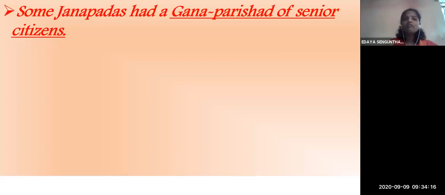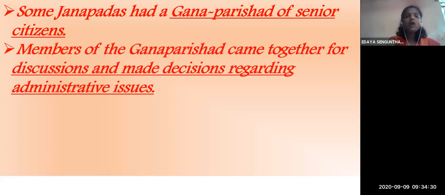Those people form a group, and that group is named Gana Parishad. Repeat after me: Gana Parishad. Gana Parishad. Very good. It consisted of senior citizens of the Janapadas. Now, what does this Gana Parishad do? What is the work of this Gana Parishad? Why did they come together? Members of Gana Parishad came together for discussion.